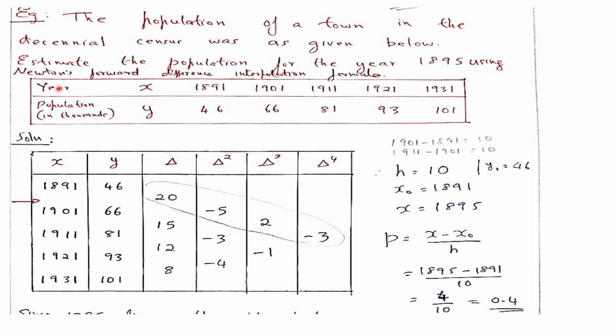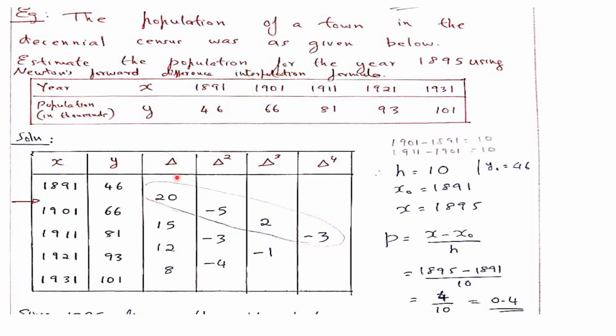So the information is given, year, that is x, and population in thousands. So you have to express the answer in thousands, remember. So that is y. That is given like this. So 1891 it is 46,000, 1901 it is 66,000, 1911 it is 81,000, 1921 93,000, 1931 it is 101,000. So what you do is you write it in the vertical table. So all x will come like this, y will come like this.